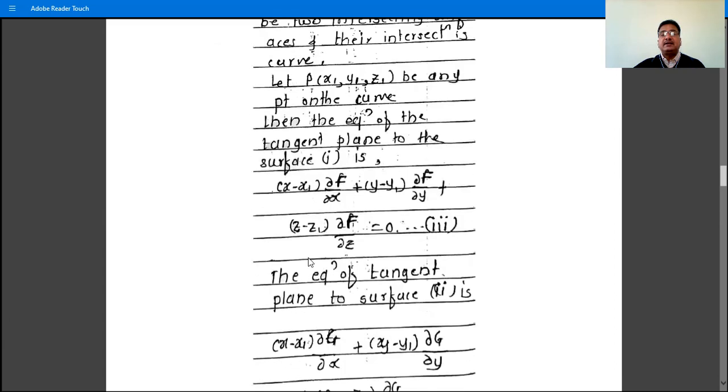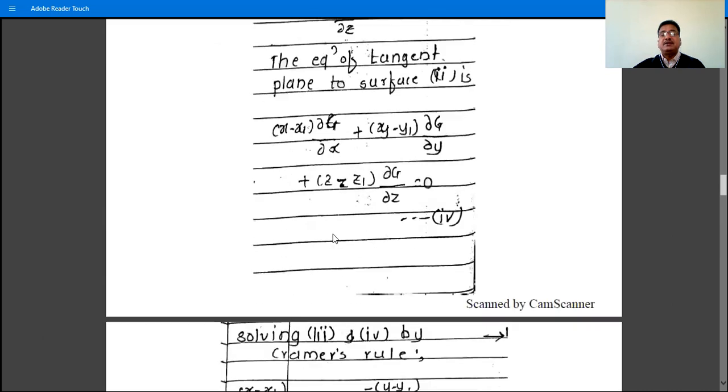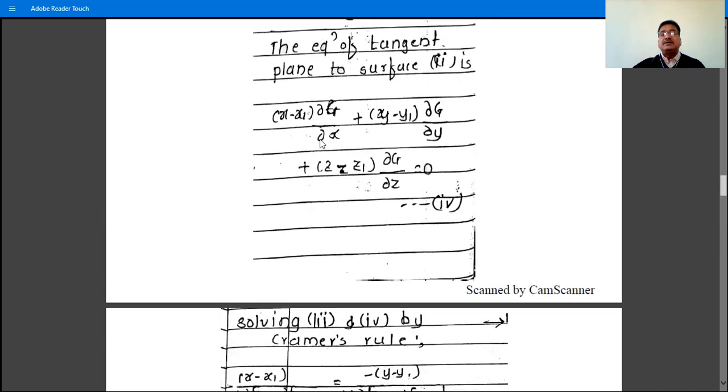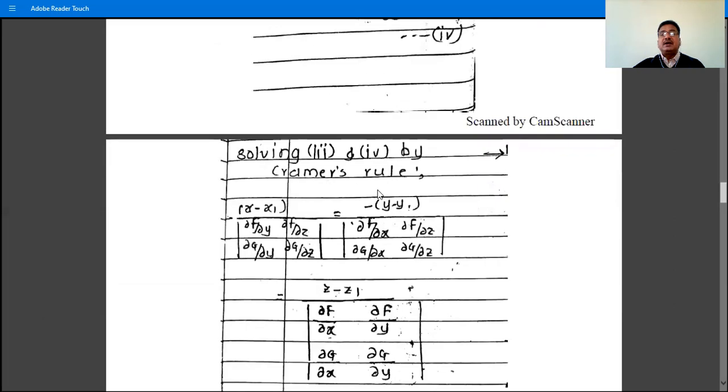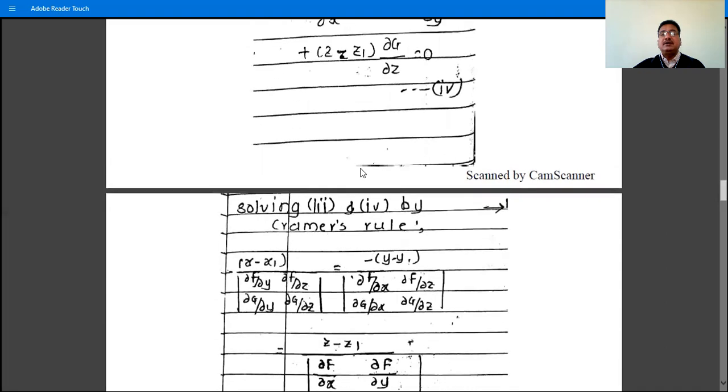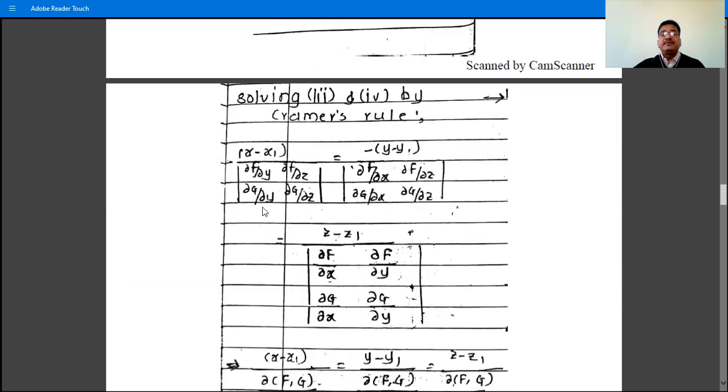At the same point (x1, y1, z1), it is (x - x1) ∂G/∂x + (y - y1) ∂G/∂y + (z - z1) ∂G/∂z = 0. And solving these two equations by using Cramer's rule, what do we have?